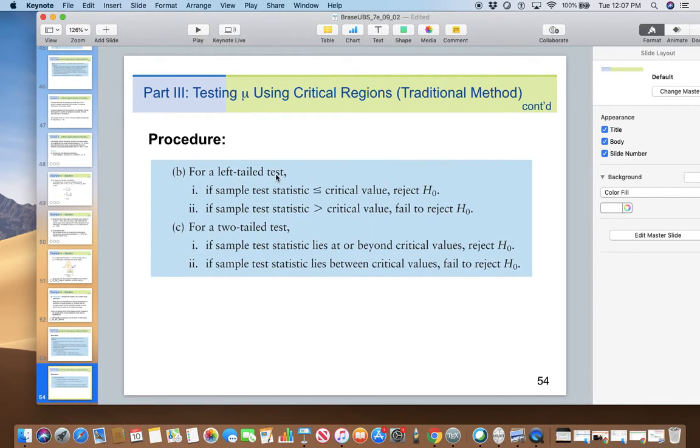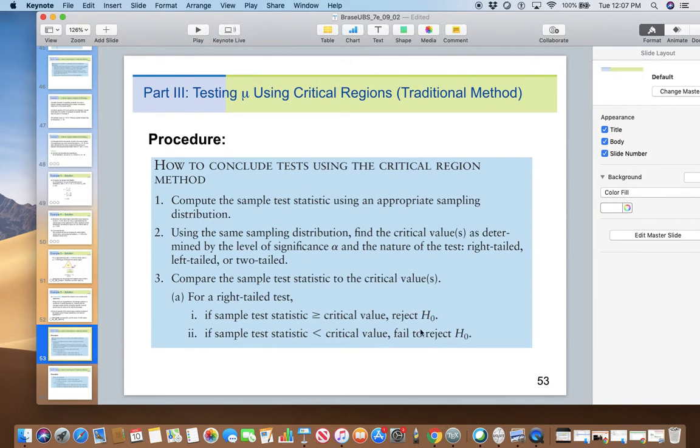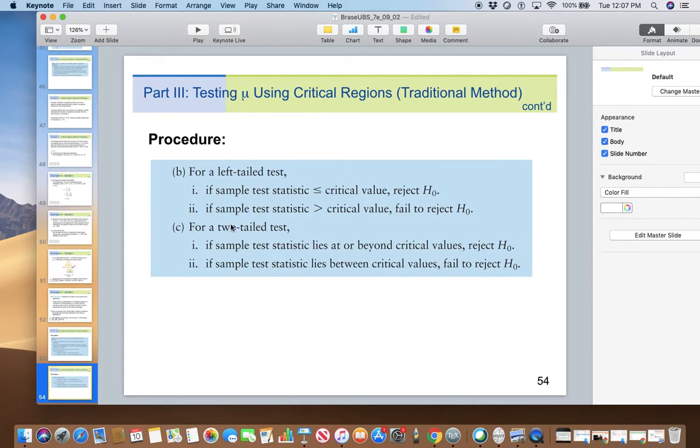For a left-tail test, if the sample statistic falls to the left of the critical value, then you are in the critical region, so reject H0. If you are not in the critical region, fail to reject. So it's basically whether you are in the critical region or not. For a two-tailed test, if the sample test statistic lies at or beyond the critical values, reject; if it lies between the critical values, fail to reject.